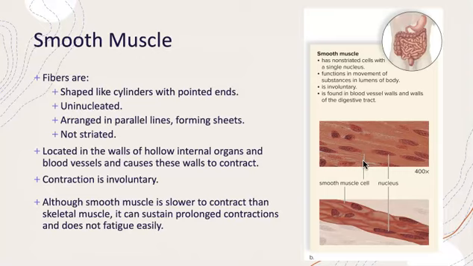The areas that we're going to find smooth muscle in is located within our hollow organs like the stomach, the intestines, and also our blood vessels, so that we can have these walls contract. But again, this is involuntary. It's with our unconscious thought that this takes place. Another thing to note is that our smooth muscle is slower to contract than our skeletal muscle. So it can sustain prolonged contractions and doesn't fatigue easily.